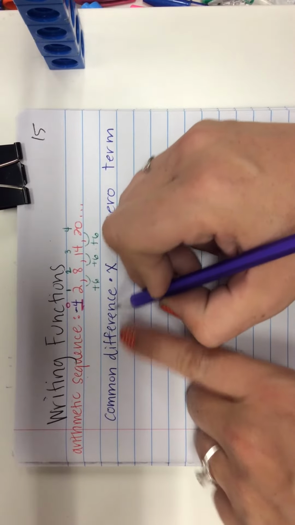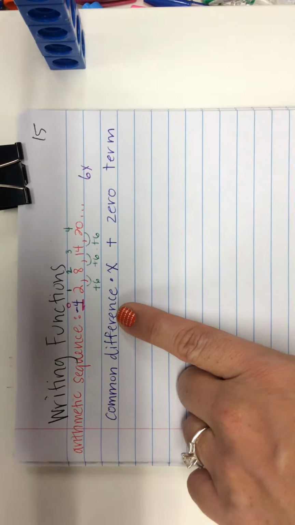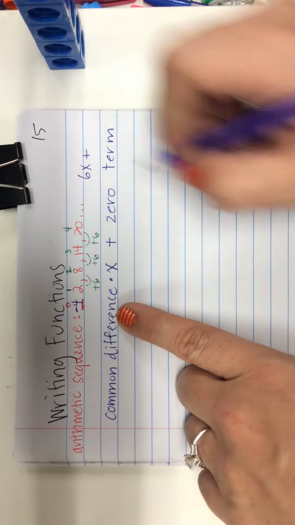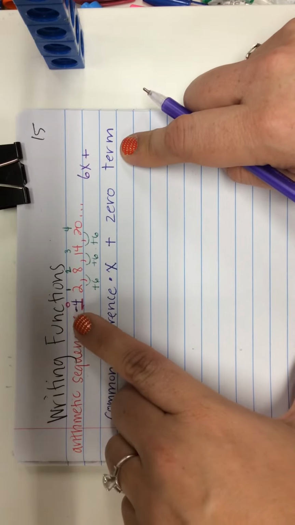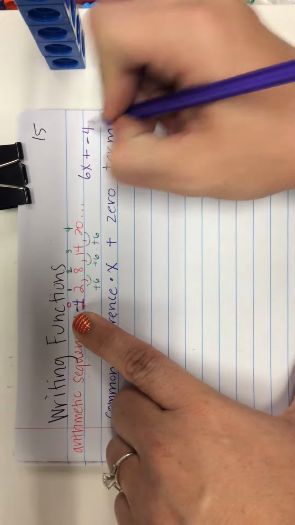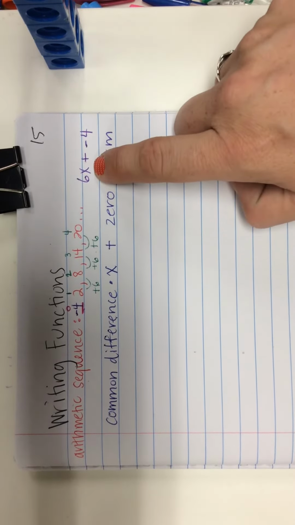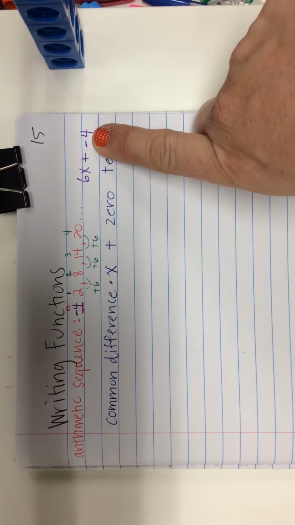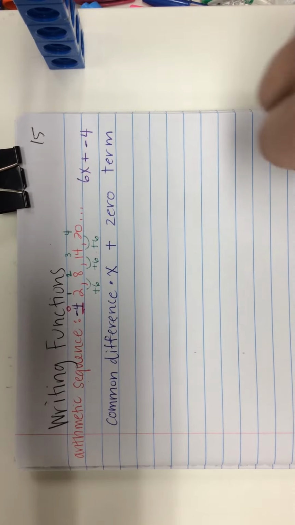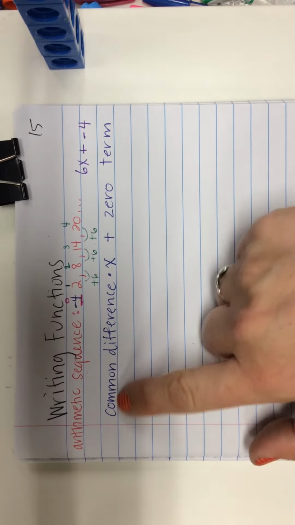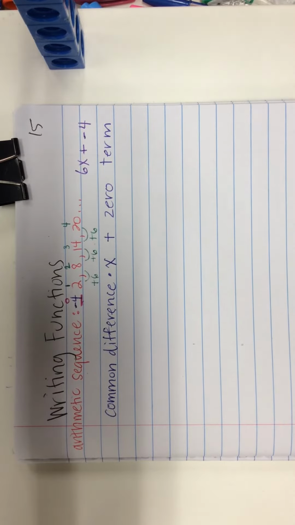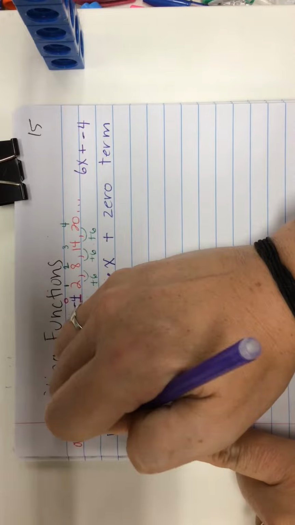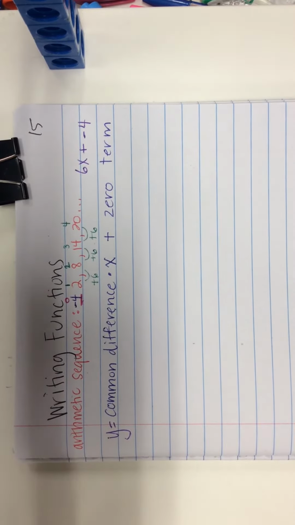So my rule was common difference, 6, times x, plus the zero term. When x is 0, when it's the zero term, what number is it? Negative 4. So the 100th number, instead of x, I'd put in 100. 6 times 100 is 600, minus 4, 596. The 100th term, the 100th number is 596. We're going to use this rule, common difference times x plus the zero term, today in class. Except we're going to say y equals common difference times x plus the zero term.